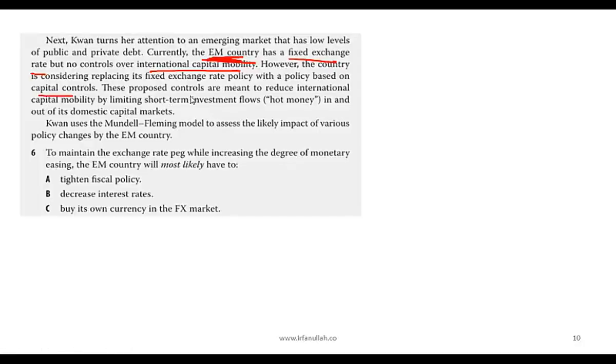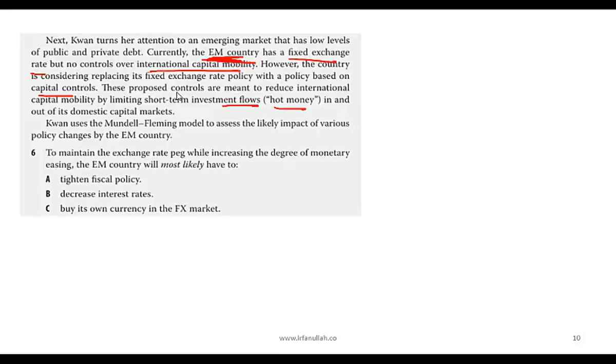These proposed controls are meant to reduce international capital mobility by limiting short-term investment flows or hot money in and out of its domestic capital markets. This is a hotly debated topic amongst emerging market countries. If you do not have any capital controls, then foreign money can easily come in and easily leave, which might wreak havoc with your domestic financial markets. So there is a debate as to whether that's good or bad. Some people argue that there should be restrictions because if you have money coming in and out very fast, then that destabilizes your domestic economy.